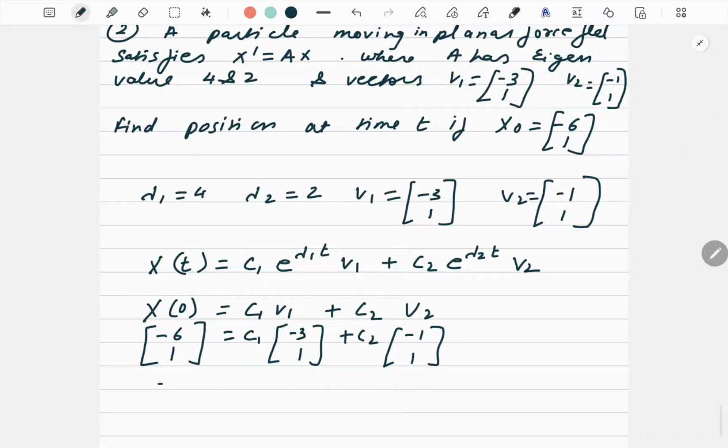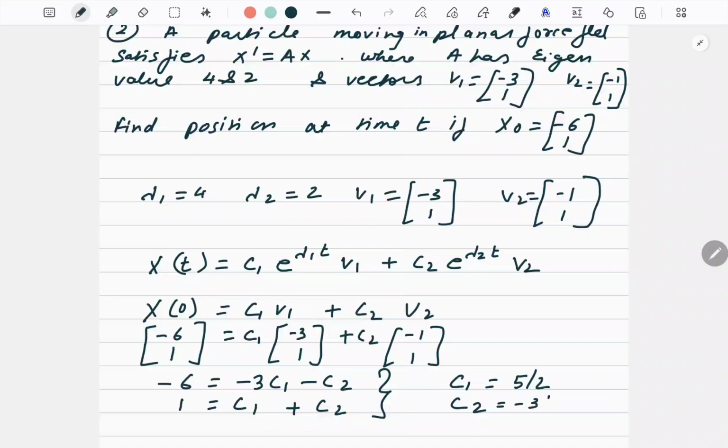Now, this will give me minus 6 is equal to minus 3 C1 minus C2, and 1 is equal to C1 plus C2. Now, if you solve these two simultaneous equations, you can directly use your calculator also to solve this equation, or manually also you can do, because it is easy. So, you will get C1 is equal to 5 by 2 and C2 is equal to minus 3 by 2.